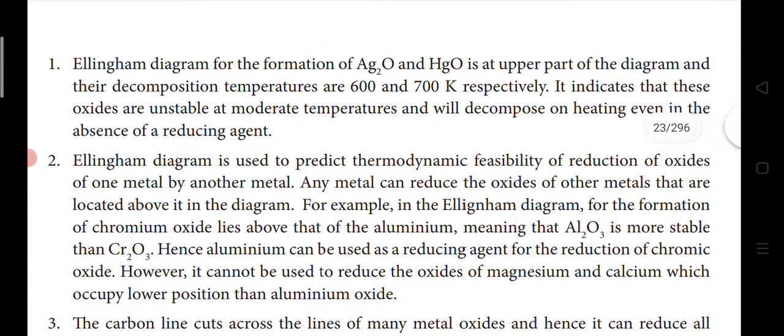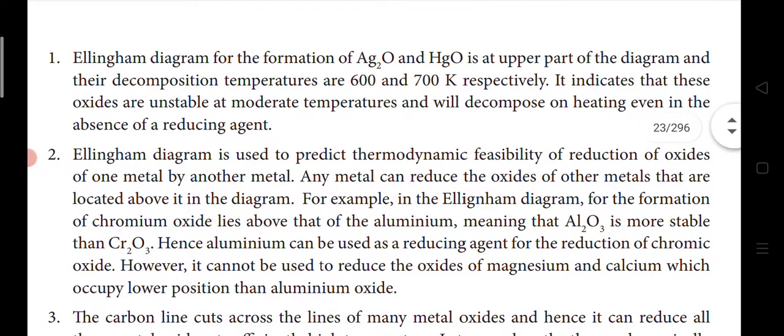So we can see the Ellingham diagram for the formation of silver oxide and mercury oxide is in the upper part of the diagram, and their decomposition temperatures are 600 and 700 Kelvin respectively. இப்போ இதோட applications என்னன்னு பார்த்தோம். நம்ம suitable reducing agent predict பண்ணலாம், and எந்த temperature இது decompose ஆகும் reduce ஆகும்ன்றதையும் predict பண்ணலாம்.